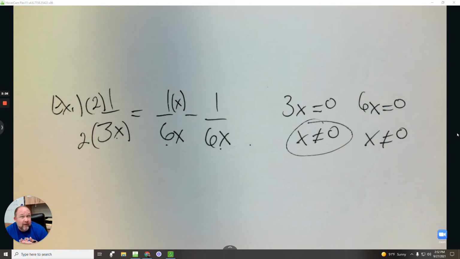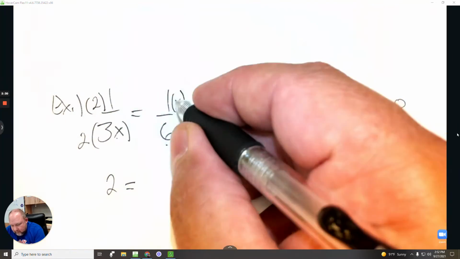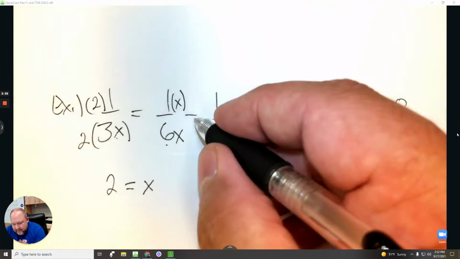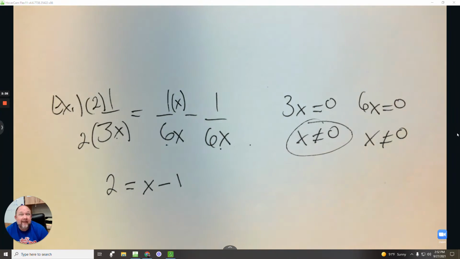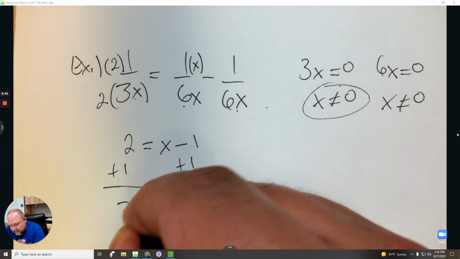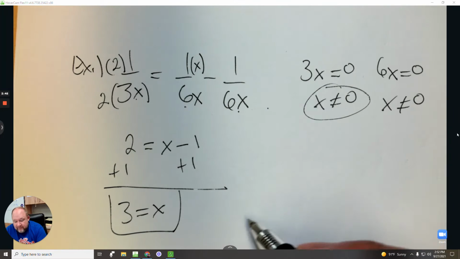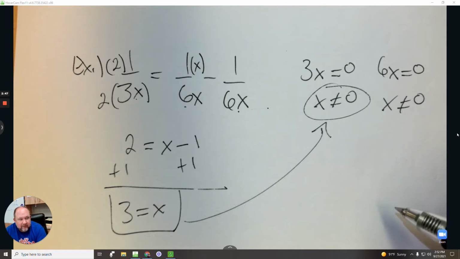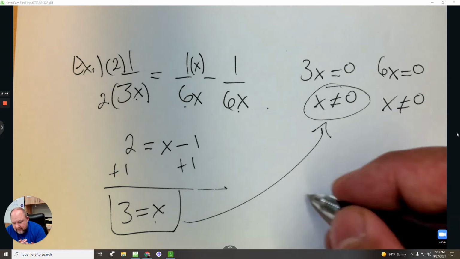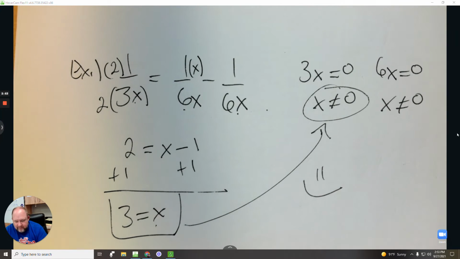At this step, only write down the numerators. So 2 times 1, 1 times x, and negative 1. And that's it. Solve that. So to get x by itself, add 1, and you just solved it. The answer is 3. Check. Is that a restricted solution? No. And so that's a good answer, and it's over. Those are the steps. Let's look at it again.